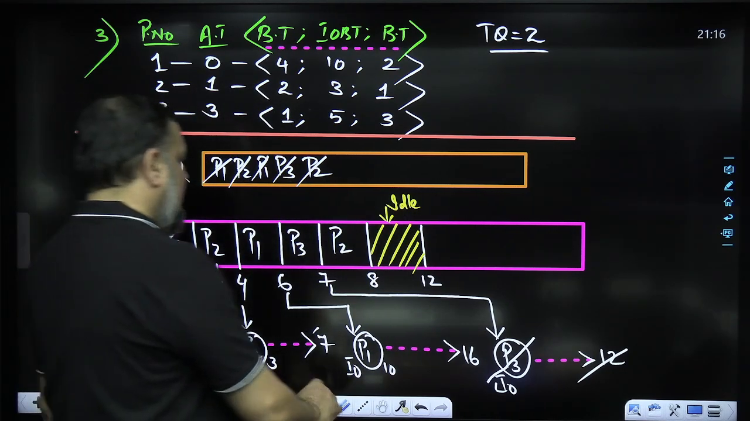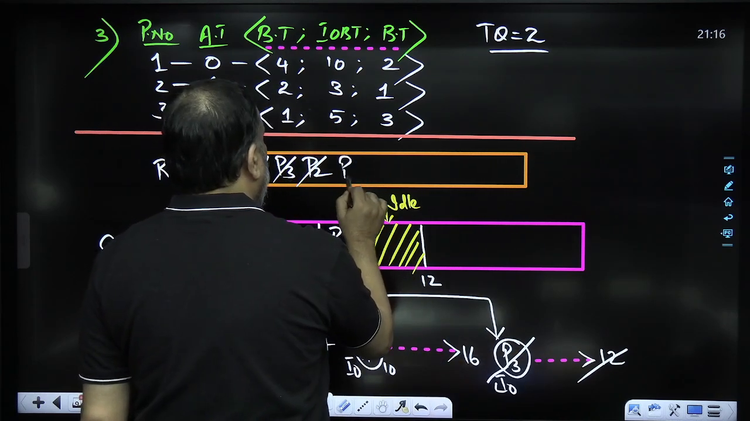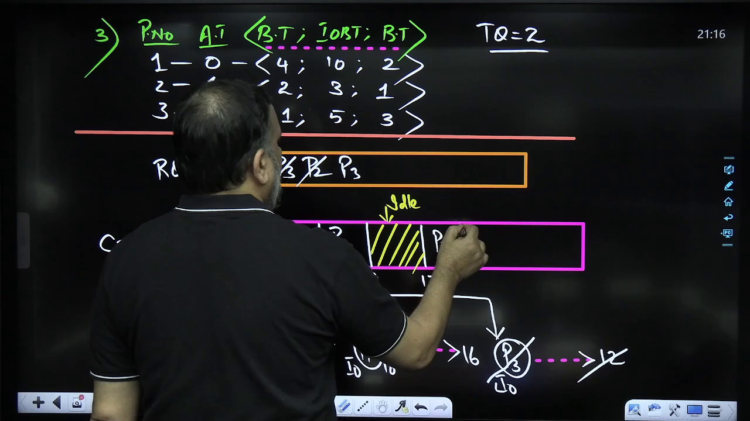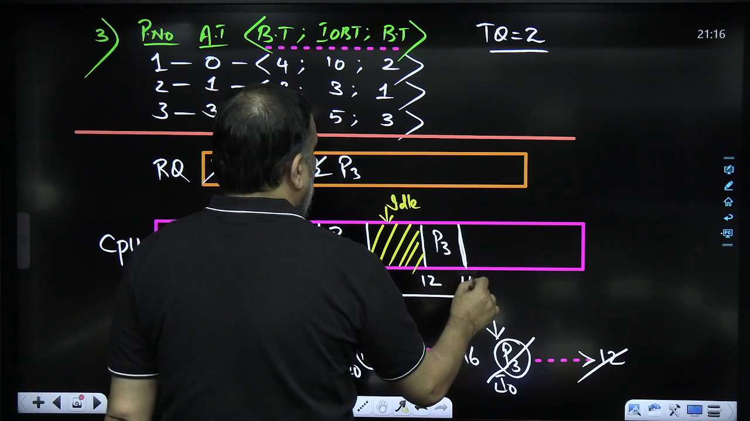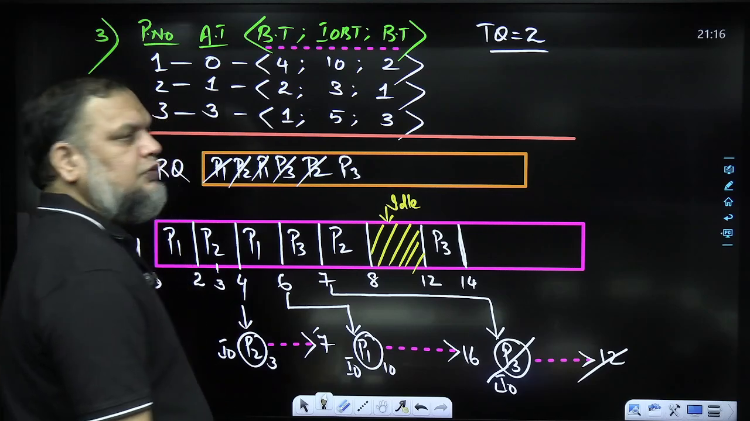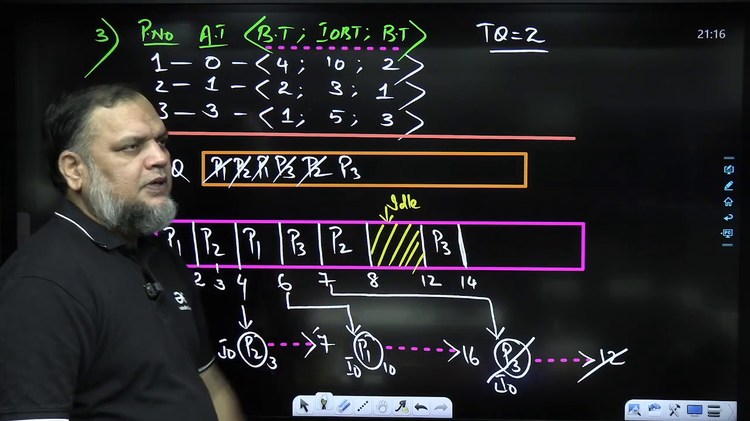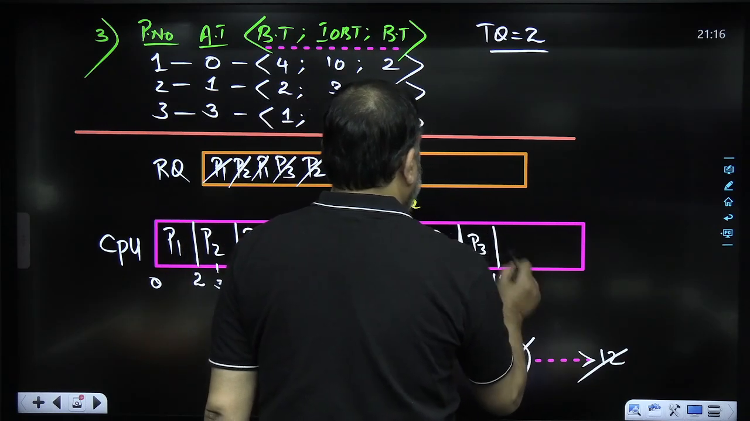So at time 12, P3 is going to join the ready queue, and from the ready queue it will come onto the CPU, and P3 needs 3 units of time. But the time quantum is 2. So first it runs for 1 burst, 12 to 14. At time 14 it goes back to the ready queue and again comes because there is no other process. So P3 only will take charge and complete at time 15.